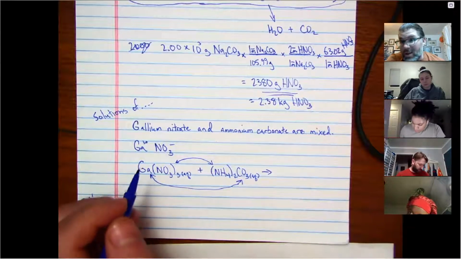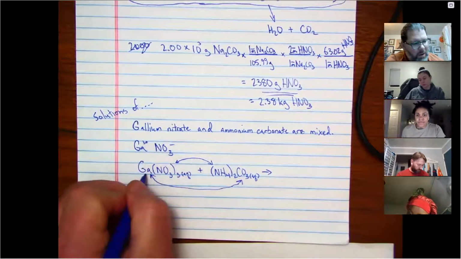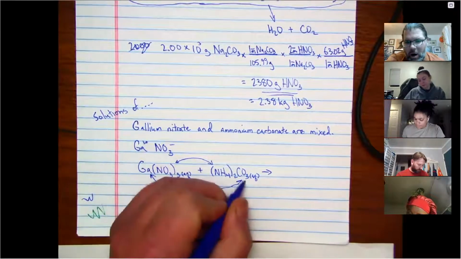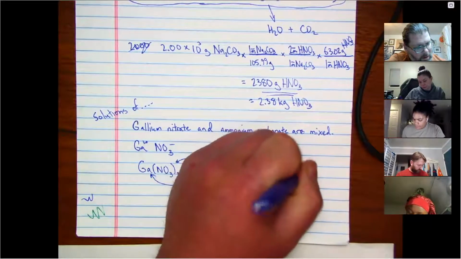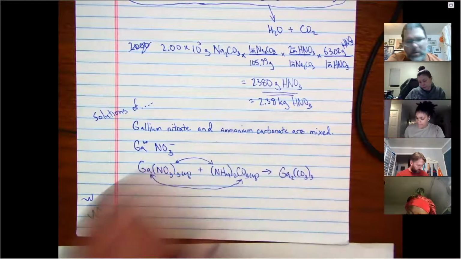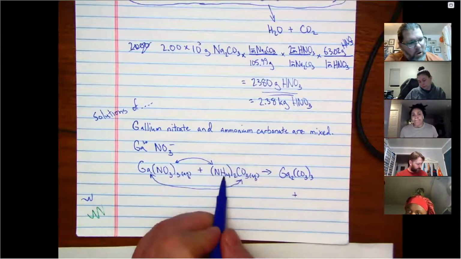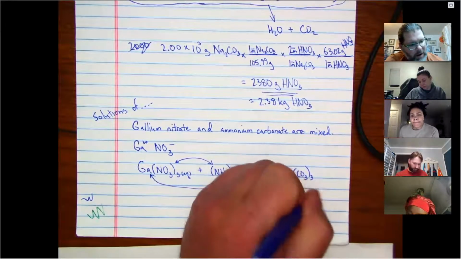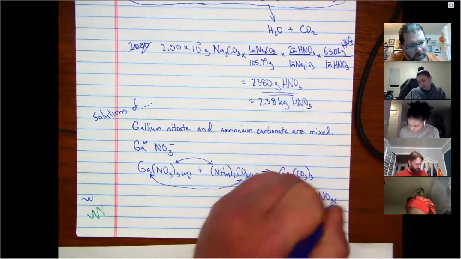So first of all, what's the correct formula for gallium carbonate? If our galliums are +3s and our carbonates are -2s, then our correct formula for gallium carbonate would have to be Ga2(CO3)3. And if ammoniums are +1s and nitrates are -1s, we only need 1 of each of them.